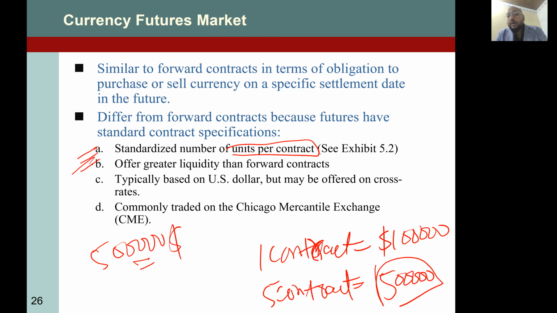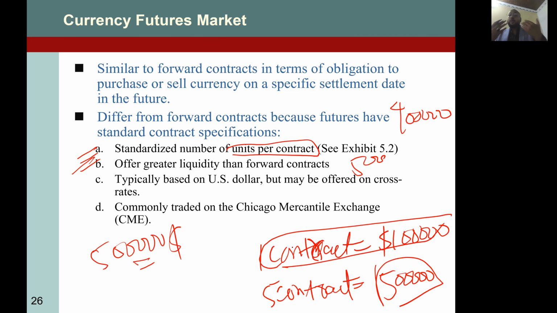So it offers more liquidity. For example, in some cases, if you only need $400,000 instead of $500,000, you can sell one contract, right? Because one contract will offer more liquidity. If you planned that you will be receiving $500,000, but at the end you are receiving $400,000, you can take an offset position of only one contract rather than the whole $500,000. So that is an advantage of being in a future rather than in a forward.